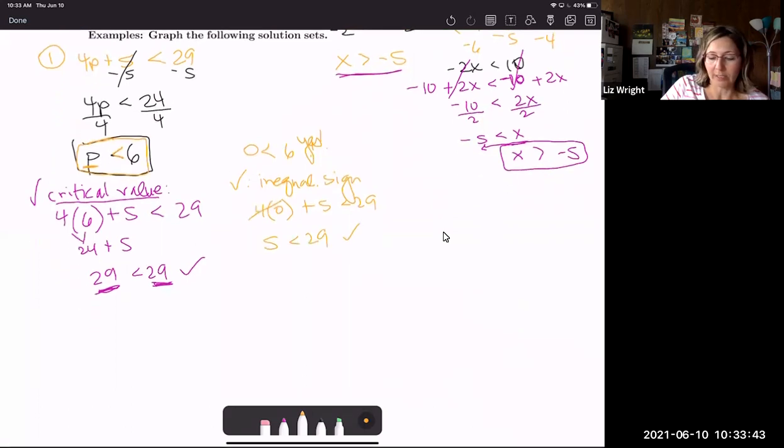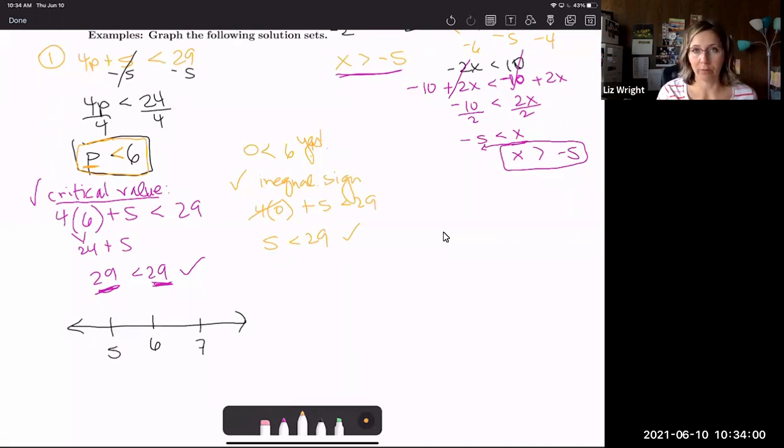So now we are ready to graph. We're going to put our number line down here. We're going to put the numbers 5, 6, and 7. And then we're deciding if it's an open circle or a closed circle. The question is, is our critical value included? Is it p is less than or equal to 6? And the answer is no. So it's an open circle, and it's anything that is less than 6. So we are shading to the left. And then we are finally done with that problem.